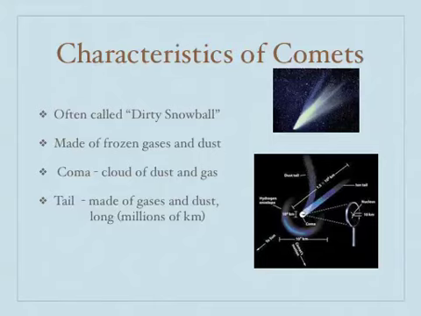And it's made of a cloud of dust and gas. There are also tails, which are made of dust and gas. And the tails are caused by the comet orbiting close to the sun. The tail of a comet is very, very long, millions of kilometers long.